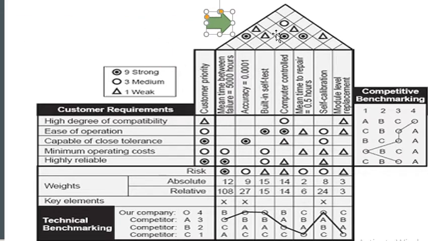This is the correlation area. This area we call correlation, and this is the correlation between each functional requirement that is identified from the process. Okay, we identified customer requirements, functional requirements. Now it is correlation, and this part is the relationship between functional requirements and customer requirements. The relationship area will be filled here.